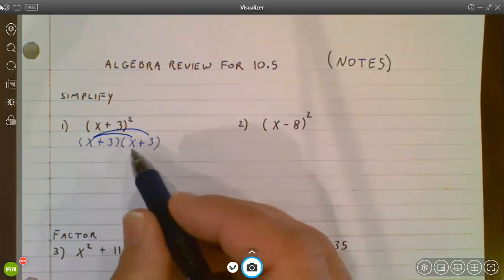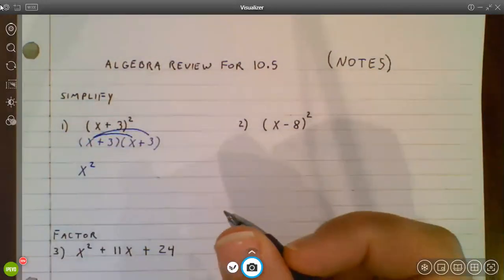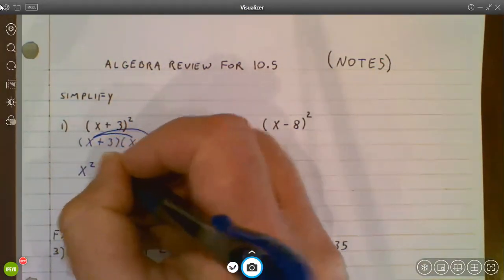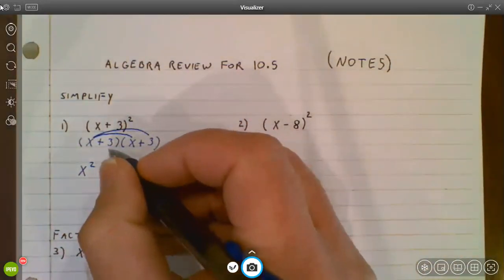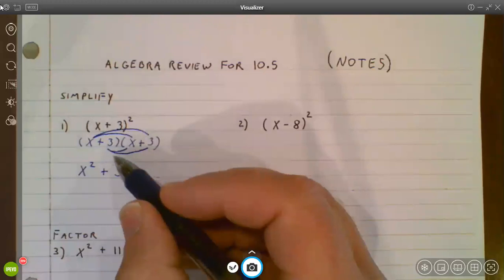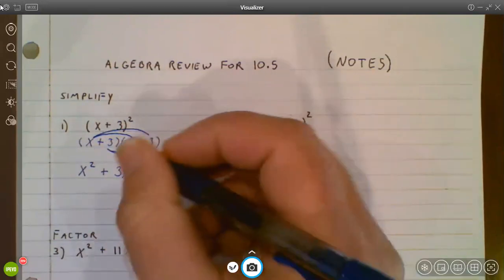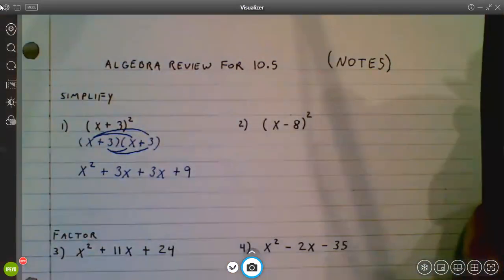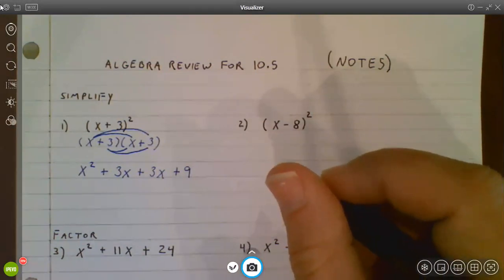So if I multiply x times x, we're going to get x squared. And if I multiply x times 3, I get 3x. All right, now I need to distribute the 3 over to here. So if I multiply 3 times x, again, I'm going to get 3x. And if I multiply 3 times 3, we get a positive 9. All right, so there's our distribution. That's the whole idea of double distribution, or FOIL, if you learned it that way.